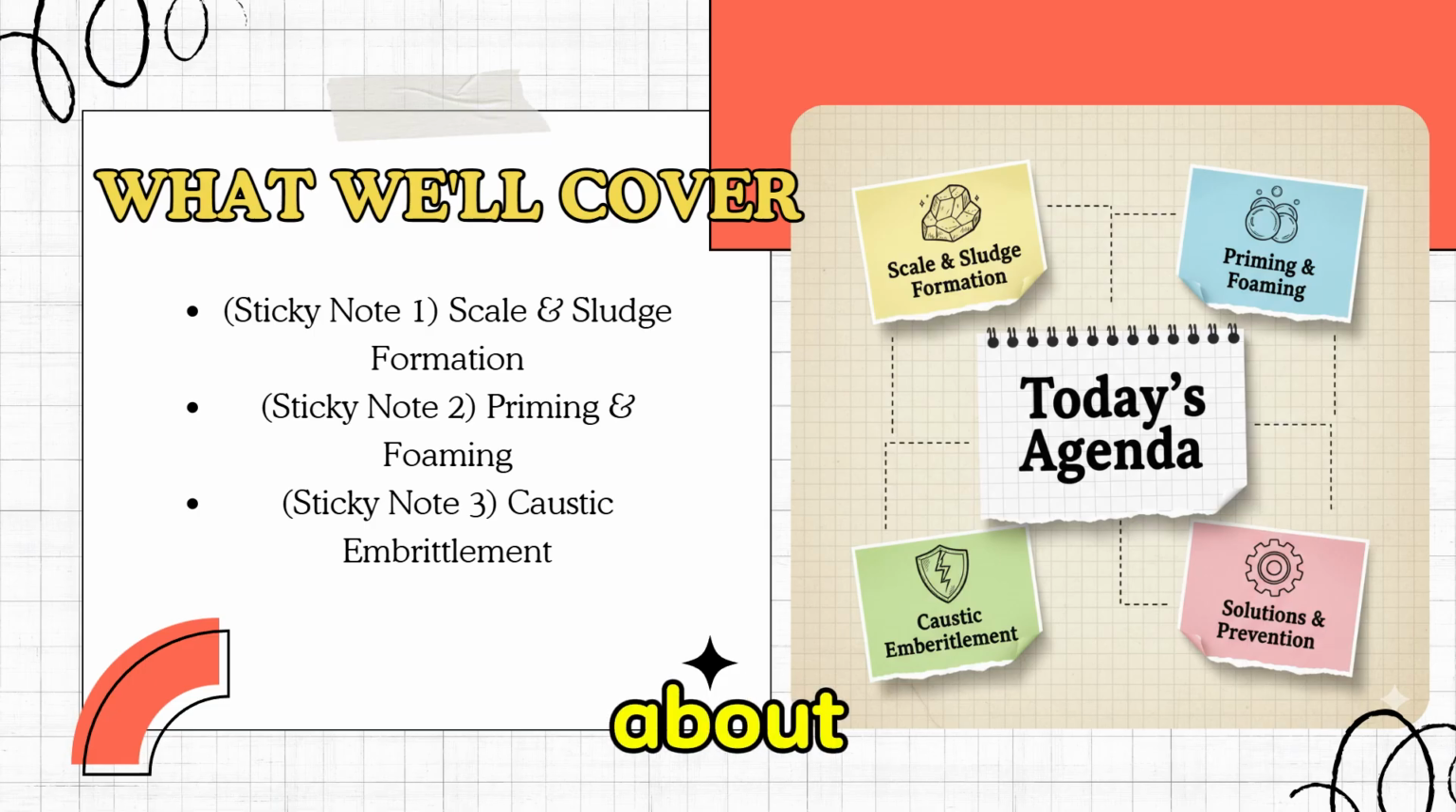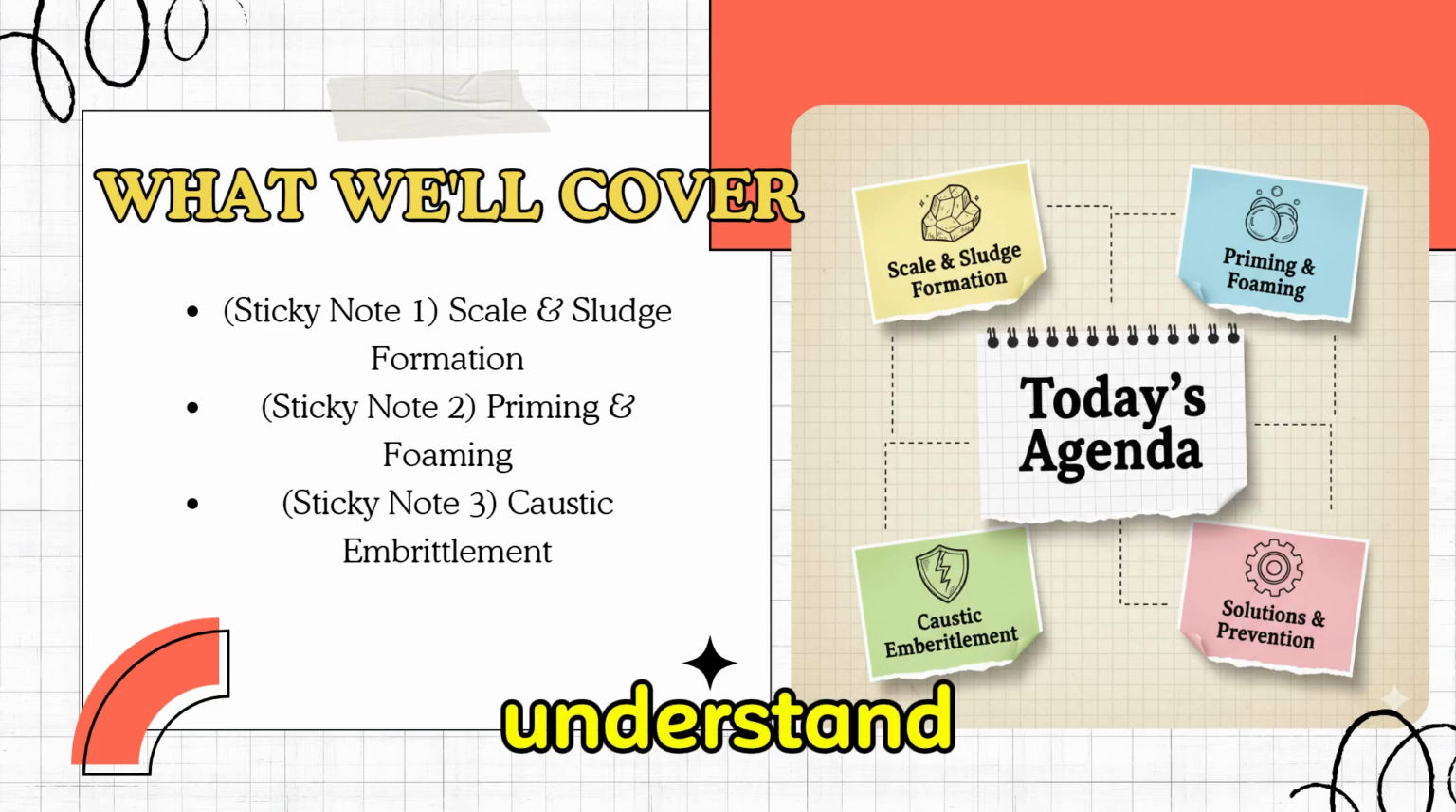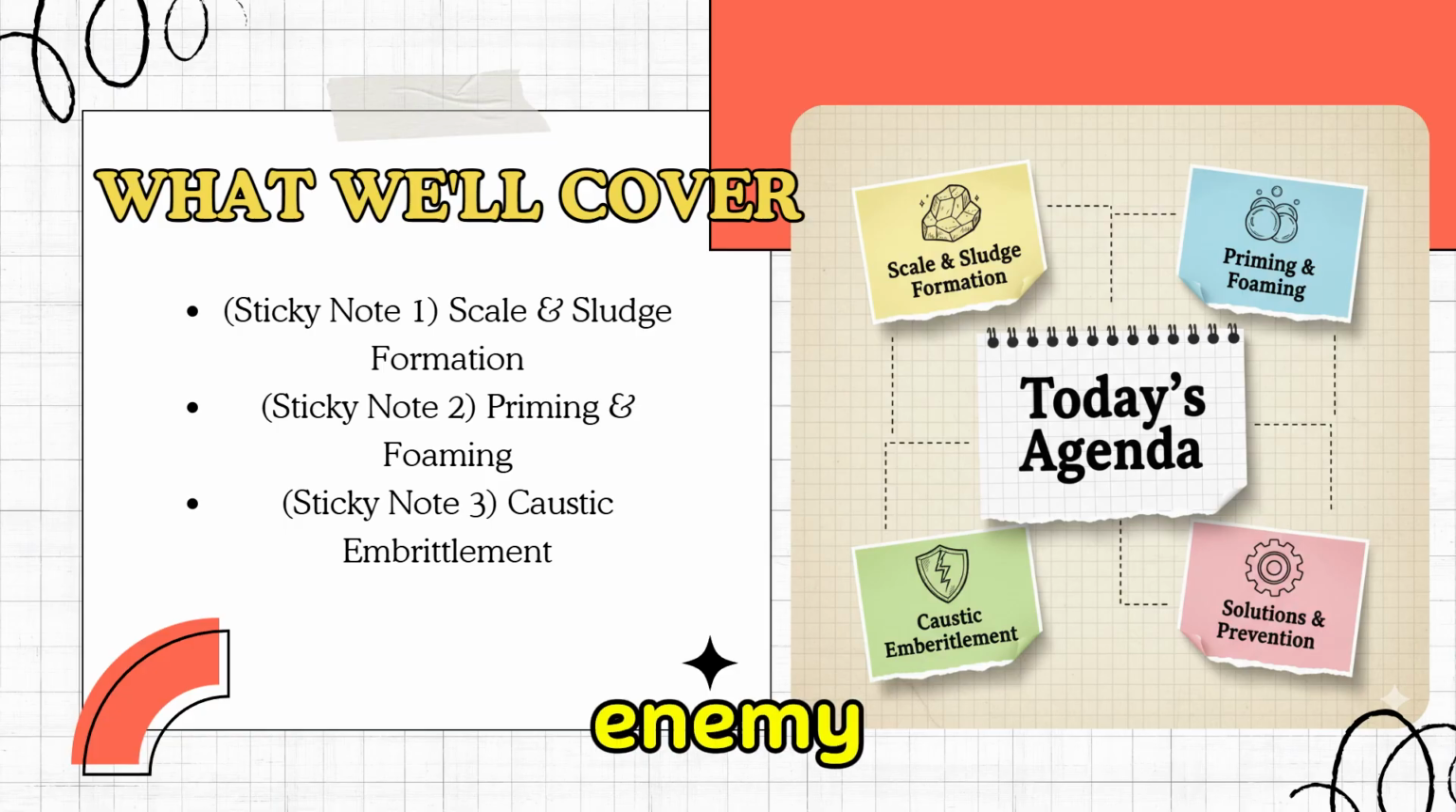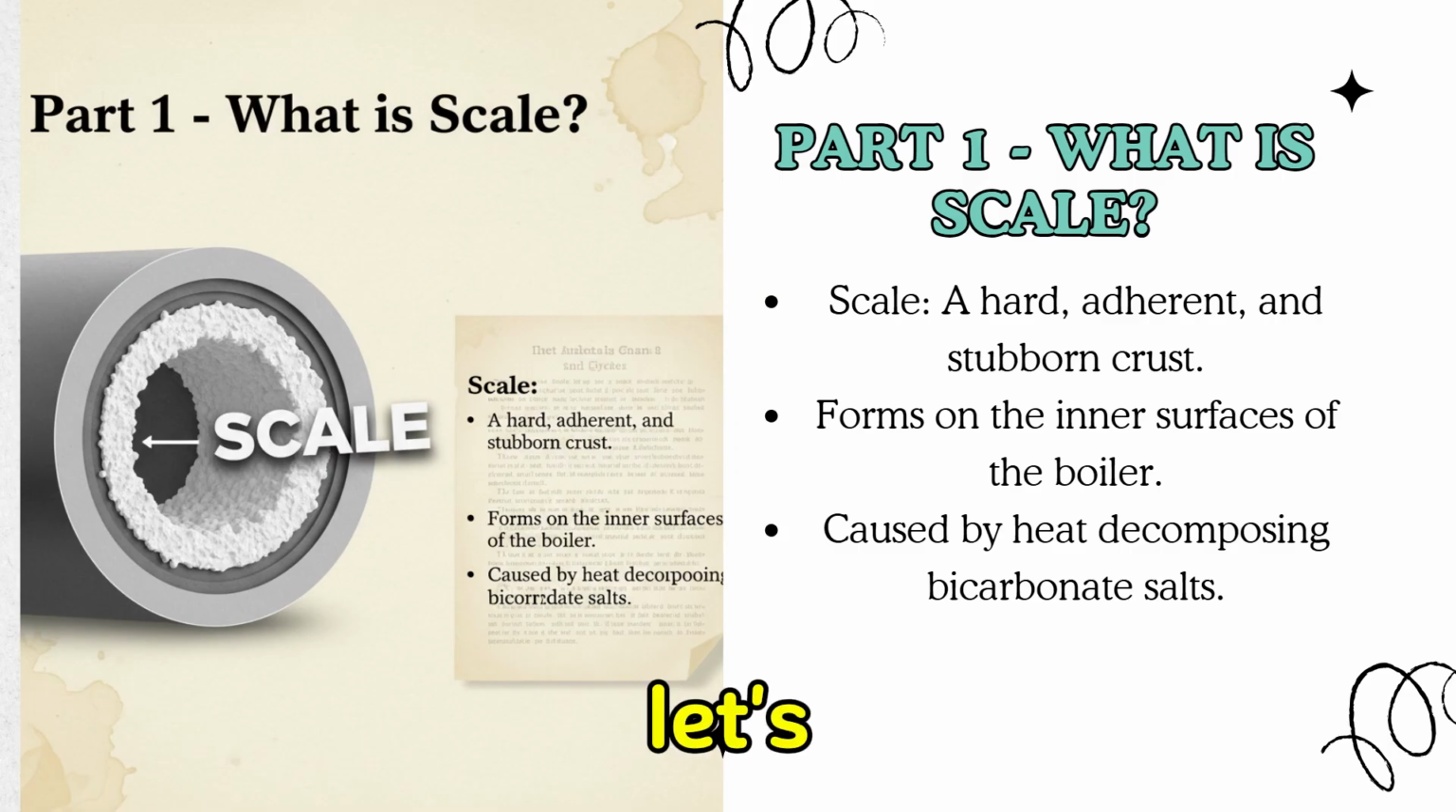First, we'll talk about scale and sludge, the 2 evil twins of boiler deposits. Then, we'll look at a process called priming and foaming, where the steam itself gets contaminated. And finally, we'll briefly touch on a dangerous condition called caustic embrittlement. By the end of this video, you'll understand exactly why hard water is a boiler's worst enemy. Let's get started.